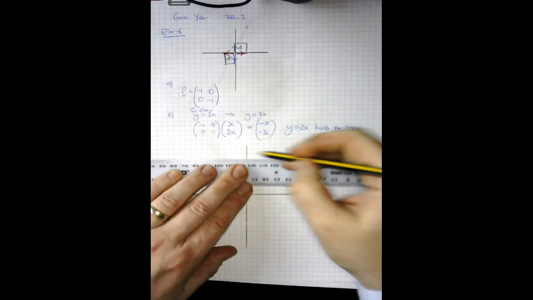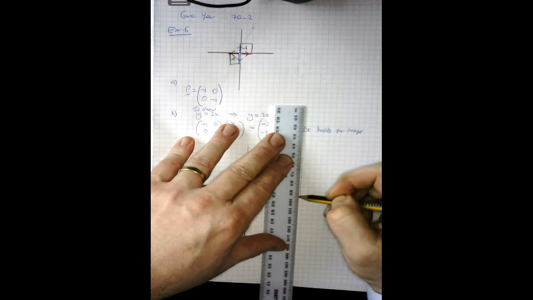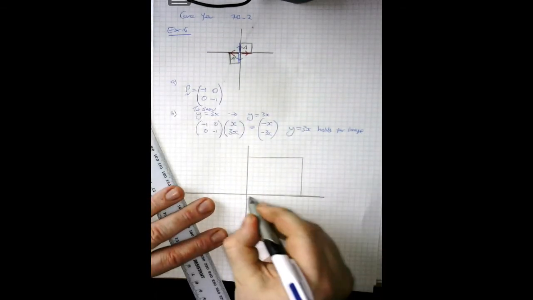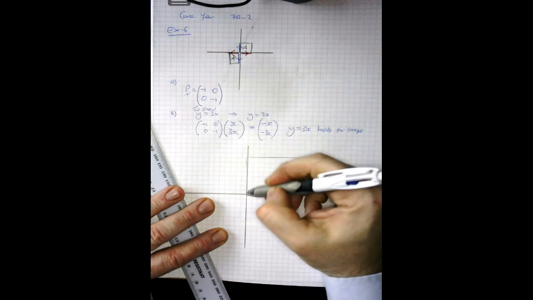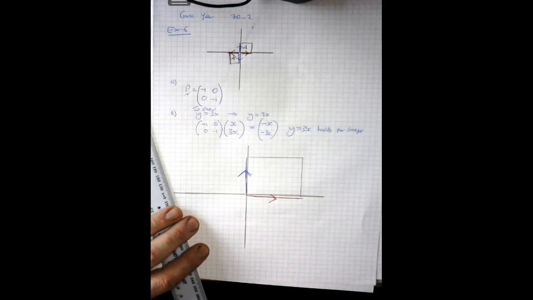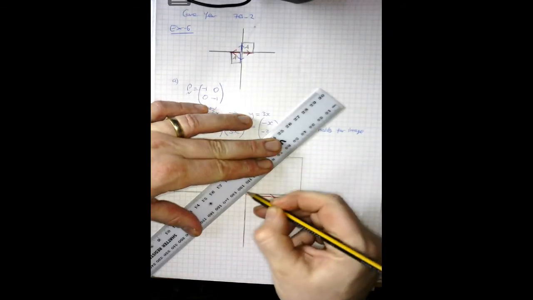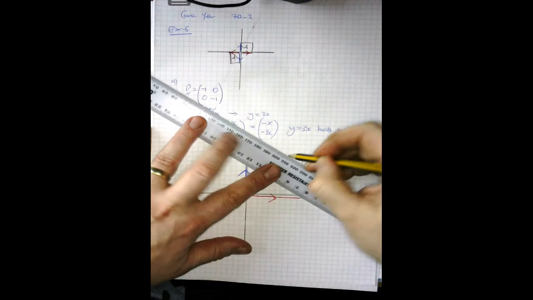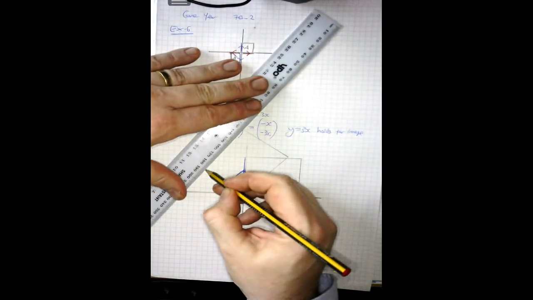I'm going to rotate it about the origin, but I'm not going to do it a multiple of 90 degrees or even a factor of 90 degrees. I'm just going to do it theta. Make it as square as I can. That'll do me. So my red side is now there. My blue side now goes there.